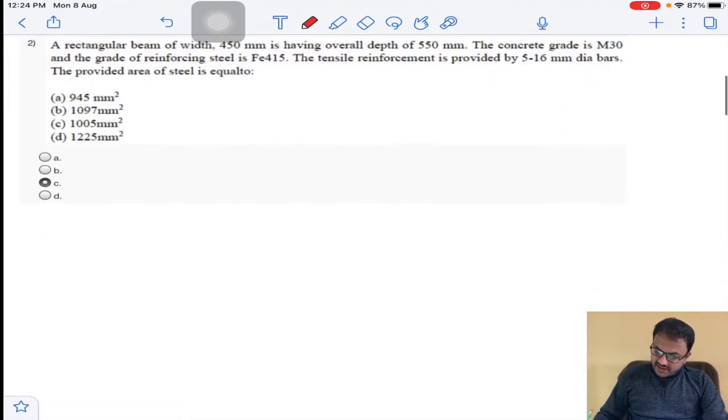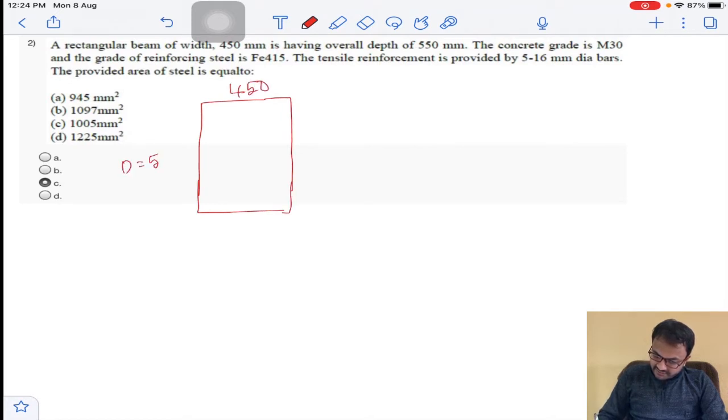Next question, a rectangular beam of width 450 having overall depth 550. So first let me draw the diagram. So this is 450, capital D is equal to 550. You have to observe very carefully. Sometimes he will give you overall depth, or some other times he will give you only effective depth. So be careful while taking the observation.